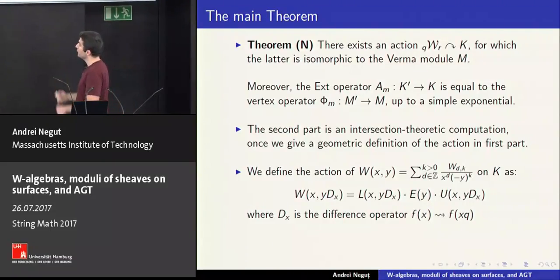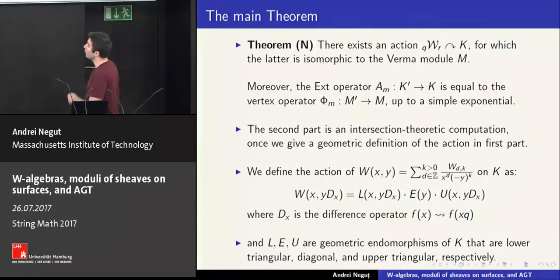In terms of this fact, we define this generating function of W currents, and we define it as acting on K-theory as the following product of matrices. This dx here is a pretty harmless difference operator, which is responsible for the fact that some powers of q will appear in the formula. If we neglect this dx, which I think morally we could, the operators which I'm calling L, E, and U are certain endomorphisms of K-theory, which are defined geometrically, and I will do so in a second, which have the property of being lower triangular, diagonal, and upper triangular in terms of the instanton number.